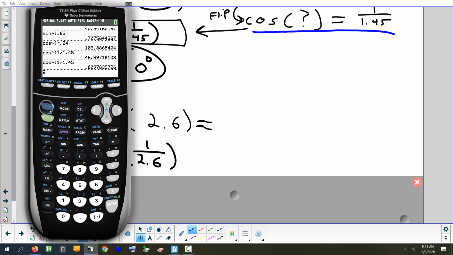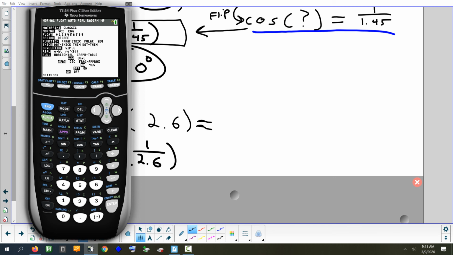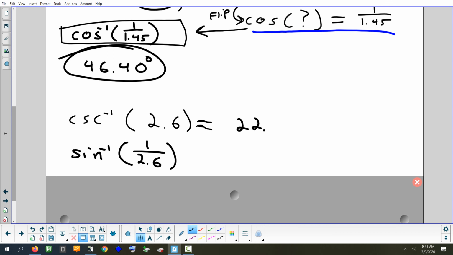So let's try that. Inverse sine, 1 over 2.6. Now I'm going to change my mode back to degrees. And if you ever get out of this, you can hit enter. And you get 22.62. So that's what you should get. So not that hard to type it in, even though you don't have a button for it. You just have to know how to do it.